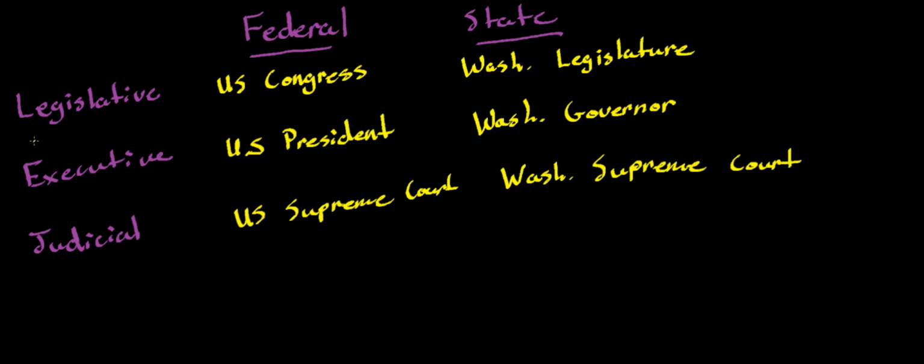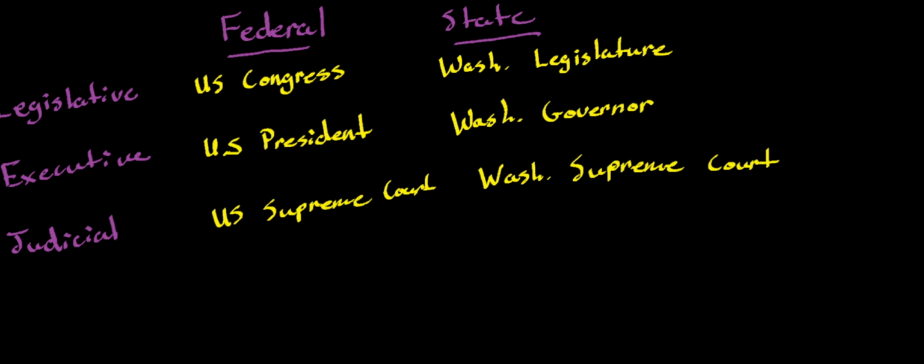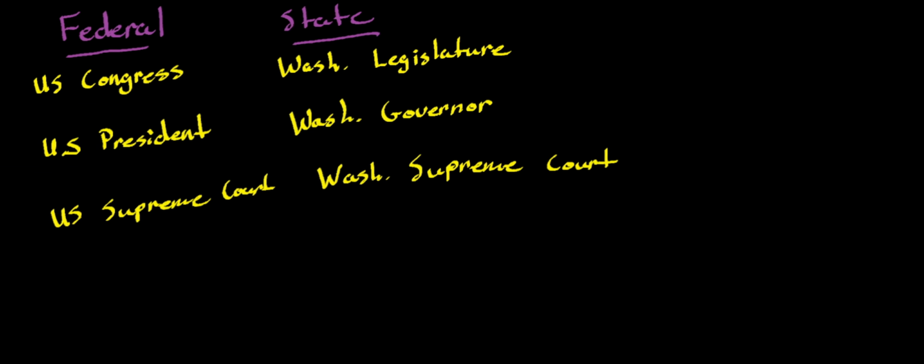And before I had mentioned that the Constitution separates powers between these three branches so that the legislative branch has the power to make law, the executive branch has the power to enforce law, and the judicial branch has the power to interpret law. What we will find, however, is that each of these branches at each level of government participates in the lawmaking process.